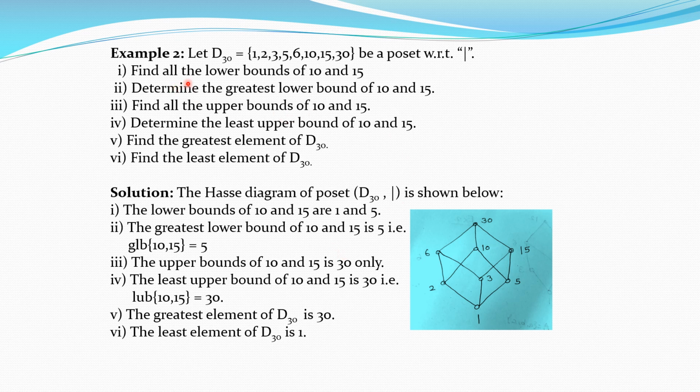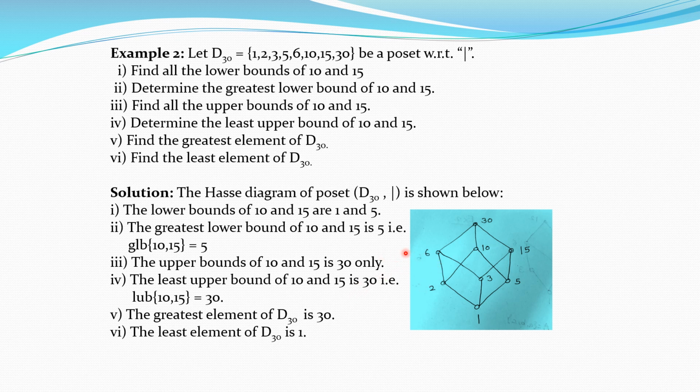Now the first part is lower bounds of 10 and 15. So lower bounds of 10 and 15 are nothing but the elements A such that A precedes 10 and A precedes 15. Now here 5 precedes 10 and 5 precedes 15. Now is there any other element which precedes 10 and 15? Yes. 1 precedes 5, 5 precedes 10. So by transitivity 1 precedes 10, same way 1 precedes 15. So 1 and 5 are lower bounds of 10 and 15.